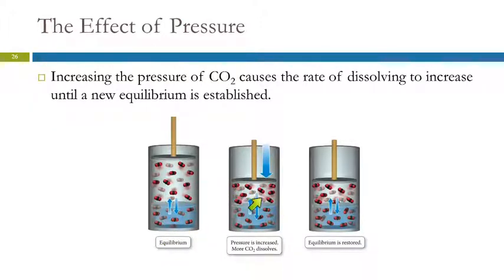If we compress this, so we're increasing the pressure of the CO2 here by changing the volume, now the concentration, the pressure of the CO2 is larger, and so that's going to increase the rate at which the carbon dioxide dissolves into the water. And this rate will continue to be faster until we establish a new equilibrium. At this new equilibrium, the concentration of carbon dioxide in the water is larger than it was at this lower pressure.